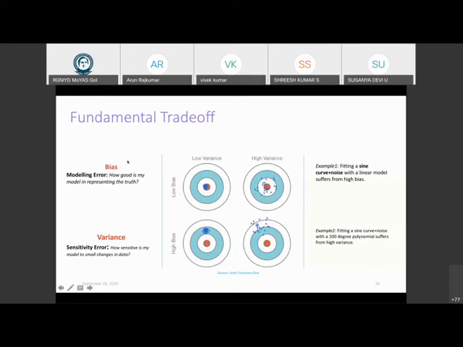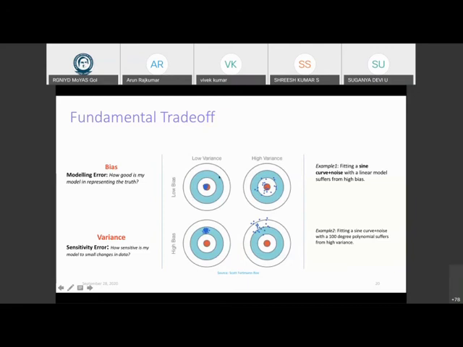We might typically have some models with high bias but low variance, whereas some other models might have high variance and low bias. Unless you know something about how the data itself is generated, it's typically very hard to get a model with low bias and low variance.